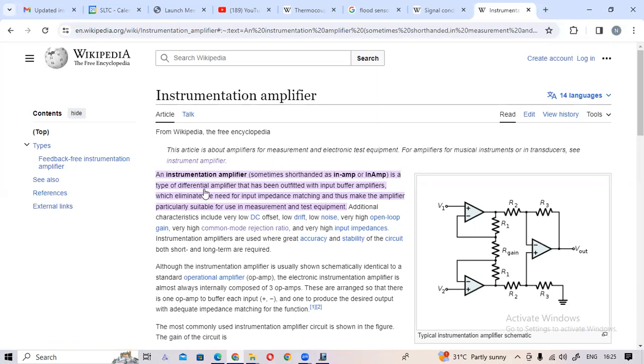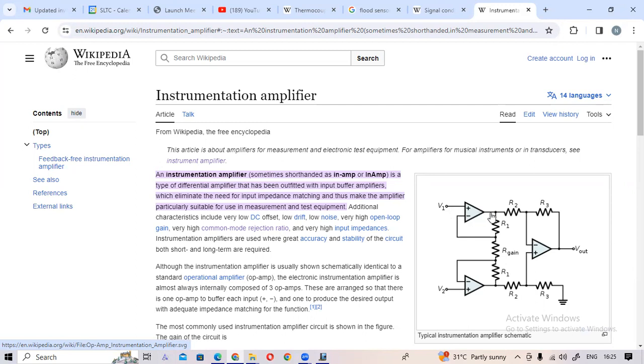This is a type of differential amplifier. You know what a differential amplifier is? No? Actually, an op-amp is a differential amplifier. That means it amplifies the difference of the input.